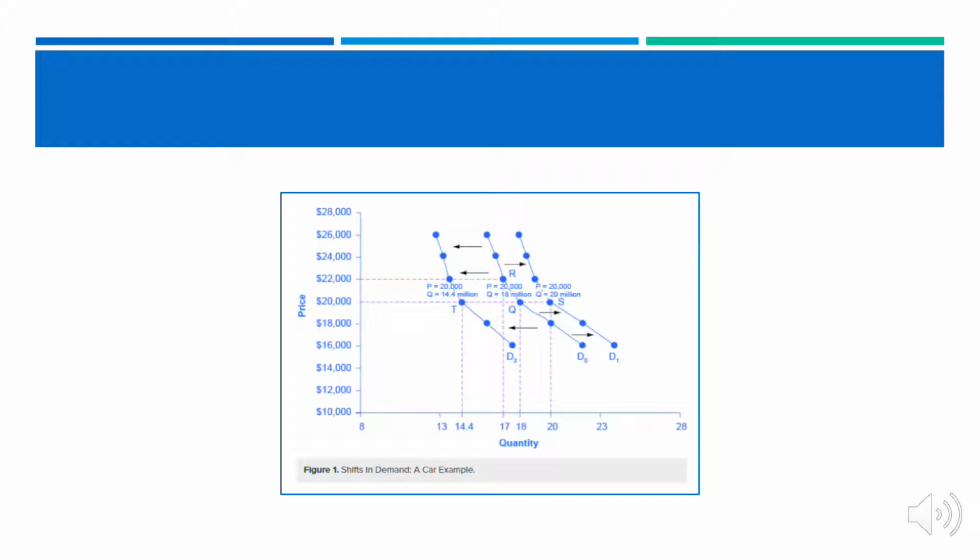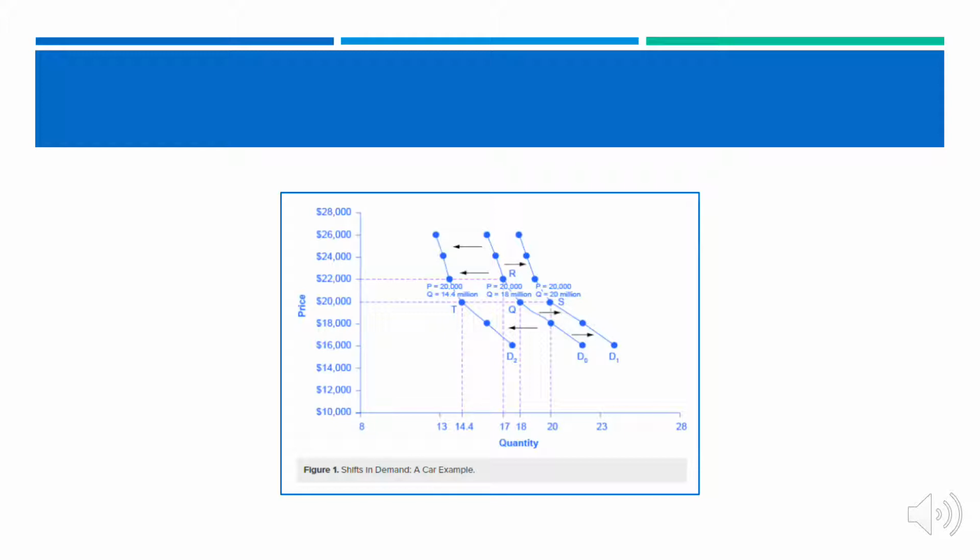A change in prices affects the quantity demanded. Price, however, is not the only thing that influences demand. Now, let's look at this graph that I have shown here. This graph shows the initial demand for automobiles at D0. At point Q, for example, if the price is $20,000 per car, the quantity of cars demanded is 18 million. D0 shows how the quantity of cars demanded would change as a result of a higher or lower price.